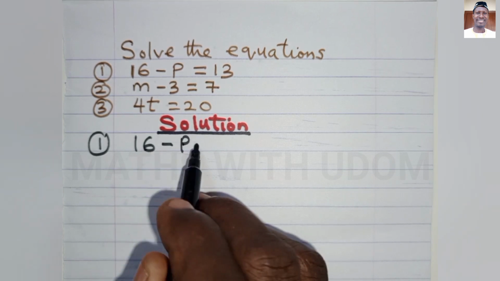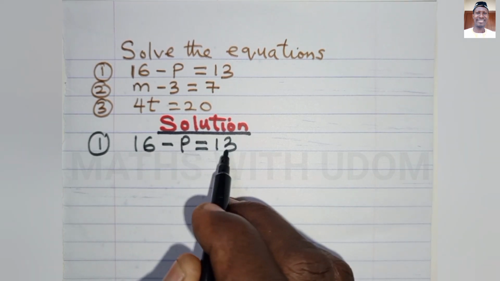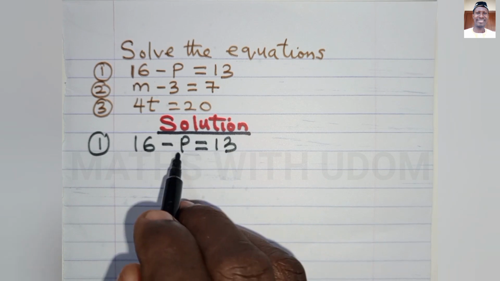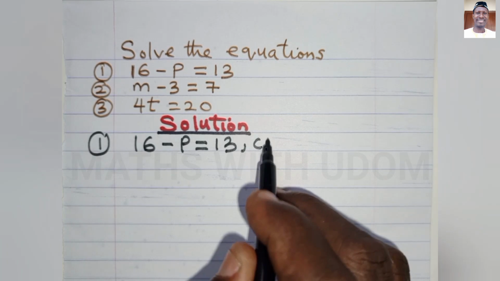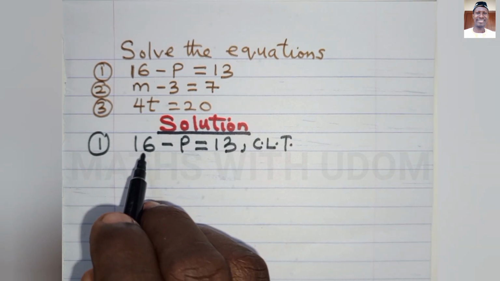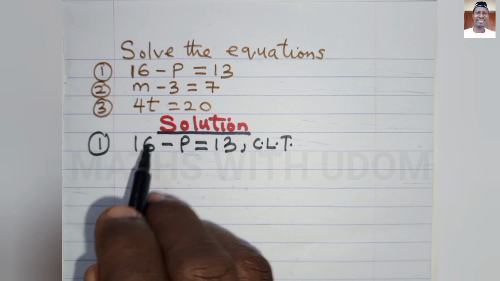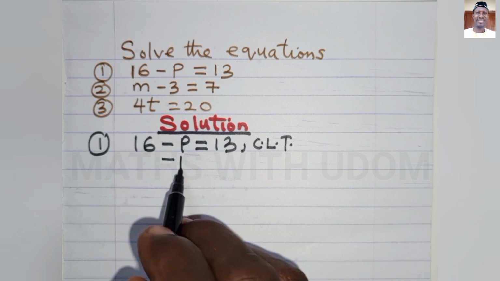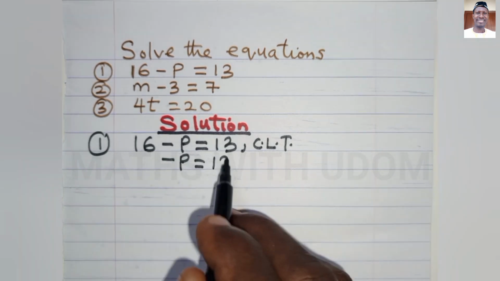Question 1. 16 minus p is equal to 13. So we are looking for the value of p. All we need to do here is to collect like terms. So 16 we cross over and meet 13. So what is left here is minus p is equal to 13 was here before.